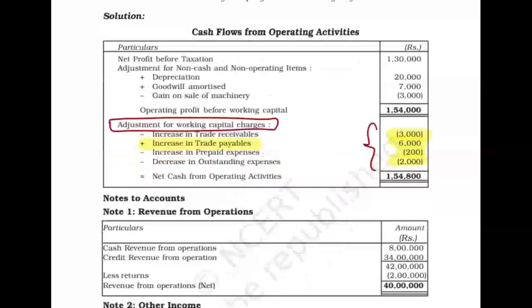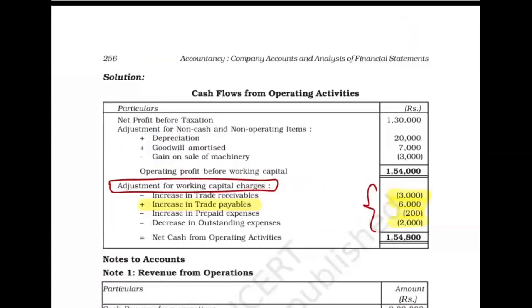Let us check our answer. So yes, it is the same. Net cash flow from operating activities is 154,800. So all you need to do is understand how you are going to add the figures, how you are going to deduct those figures, and the logic behind that. So your cash flow from your indirect activities is now complete. Okay, my dear.